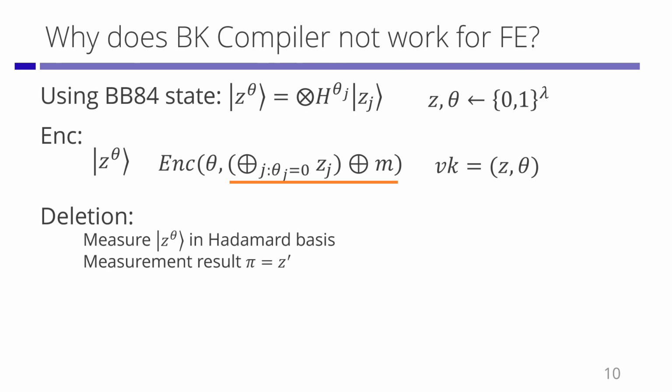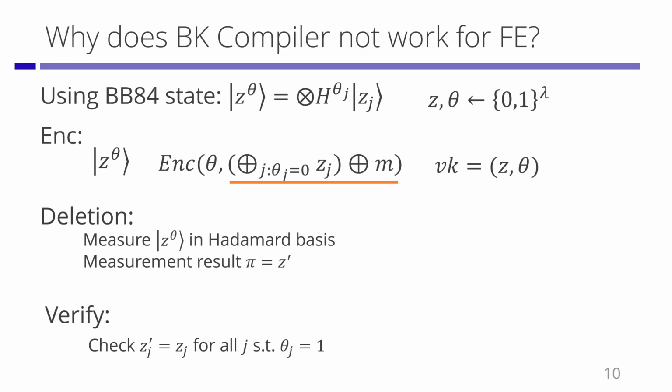And the deletion algorithm takes this quantum ciphertext and measures the BB84 state in the Hadamard basis. And the resulting measurement result is the certificate for deletion. To verify this certificate, we check Z for all the Hadamard basis part. The intuition is like this. If we measure the BB84 state in the Hadamard basis, then the information about the computational basis part disappears.